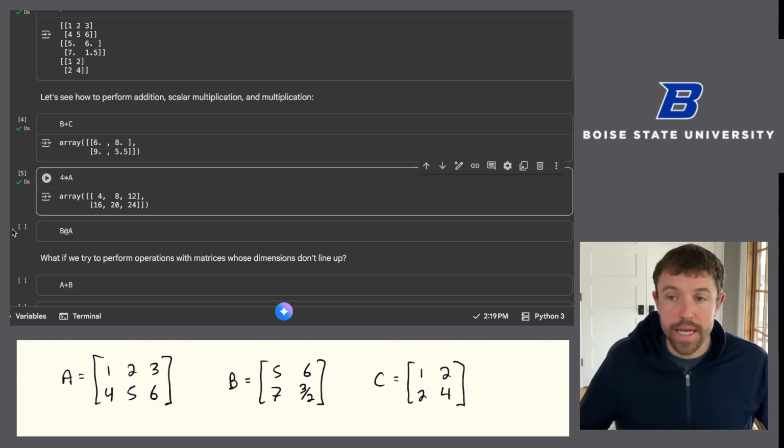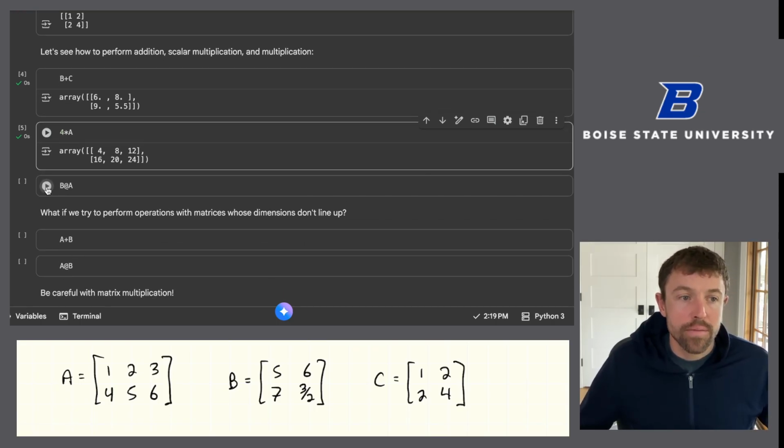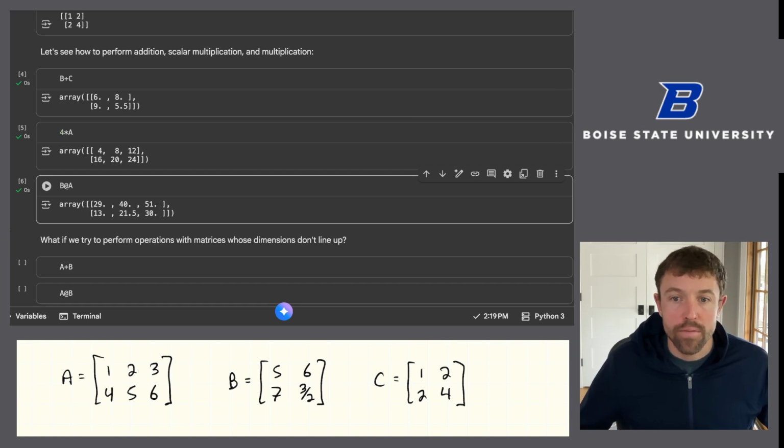For matrix multiplication, we need to use an @ sign. We'll look later at what happens if we mess that up. But when we multiply using an @ sign, so where B and A can be multiplied, B times A, right? Because the number of columns of B is the same as the number of rows of A, we end up with this 2x3 matrix, which you can confirm if you want by hand, is what we should get.